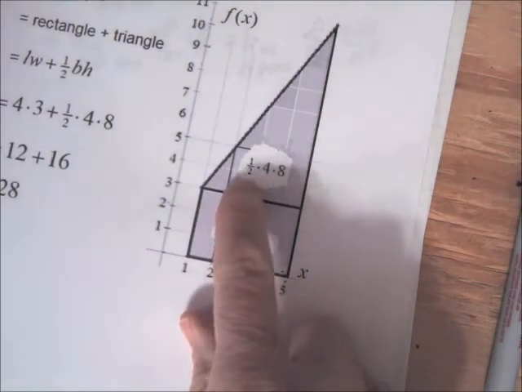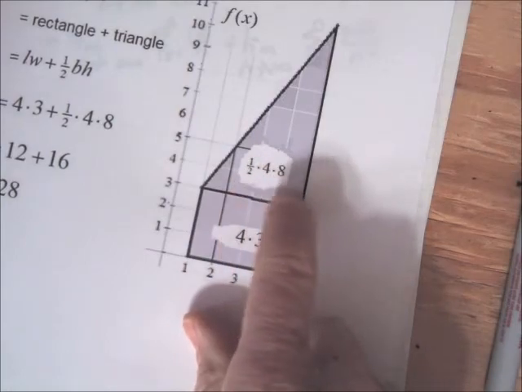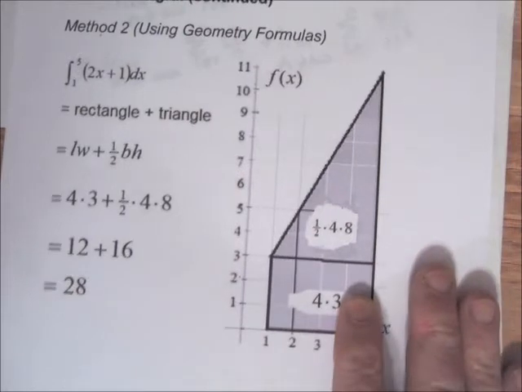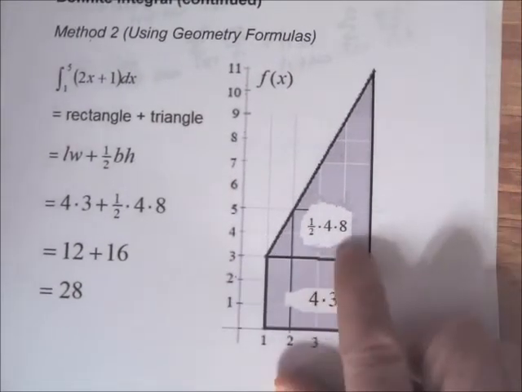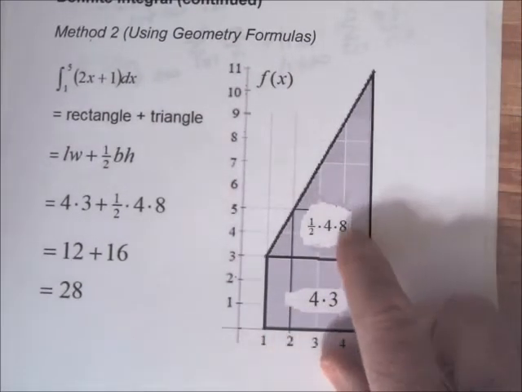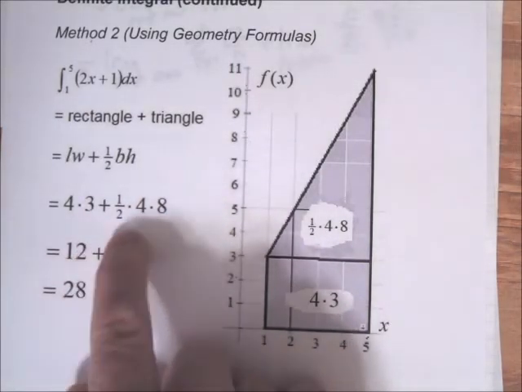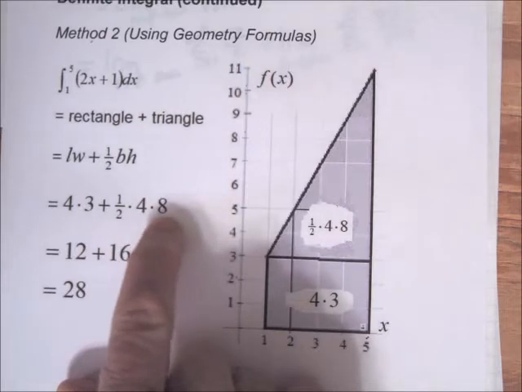The area of a triangle is 1/2 the base times the height. 1/2 times 4 times 8. So this 4 times 3 is 12. That's the rectangle. 1/2 times 4 times 8 is 16.